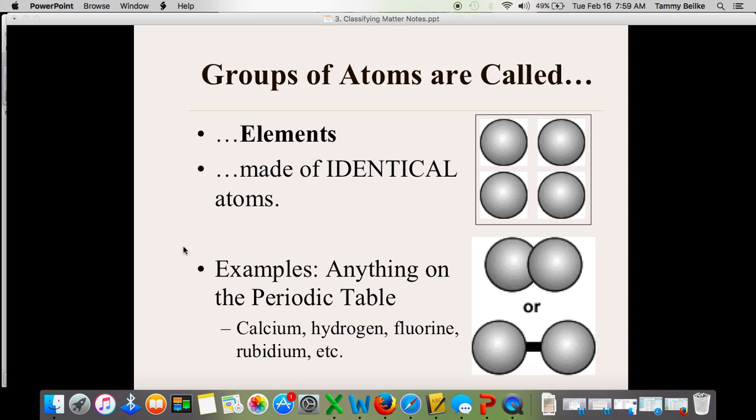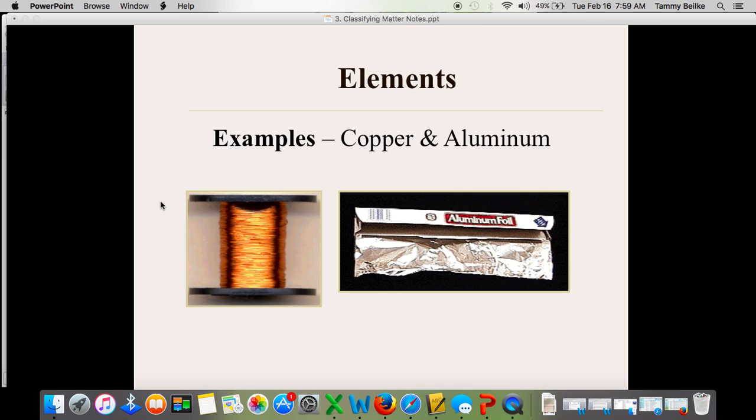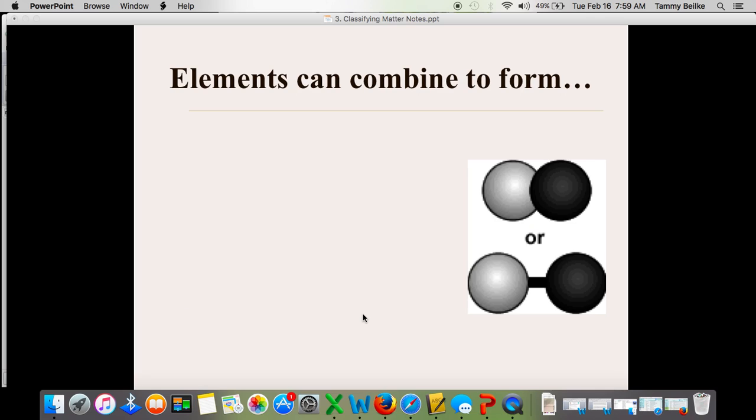I haven't mentioned this yet. Oh, yes, I have. You want to start memorizing those elements and their symbols. Don't forget. All right, so here's some other pictures. We've got copper and aluminum. Those are both elements. All right, what if we take different elements and combine them?